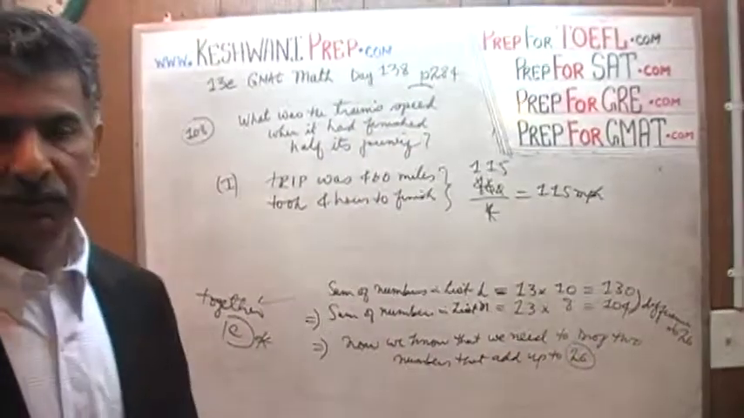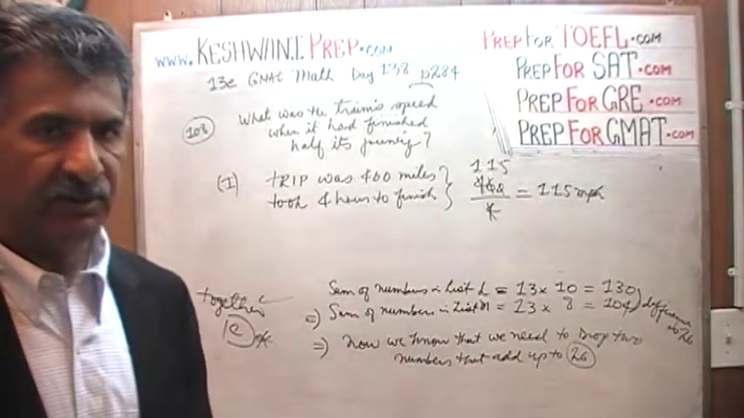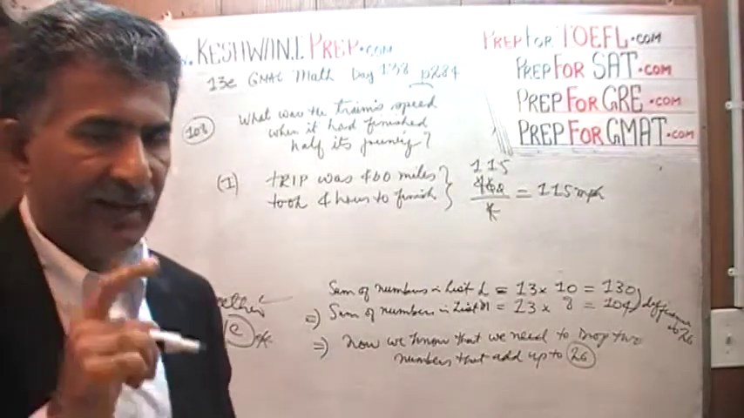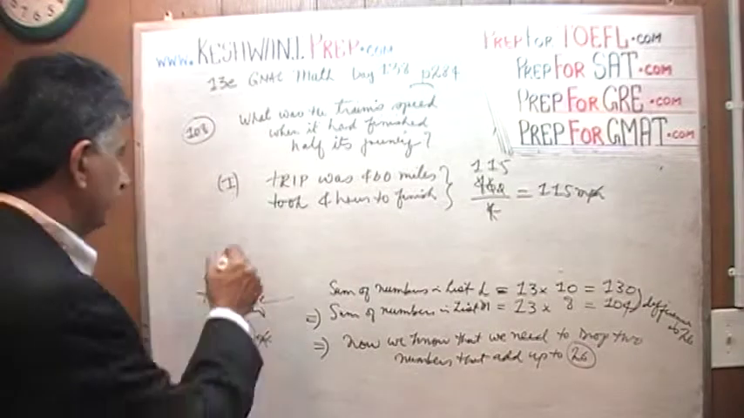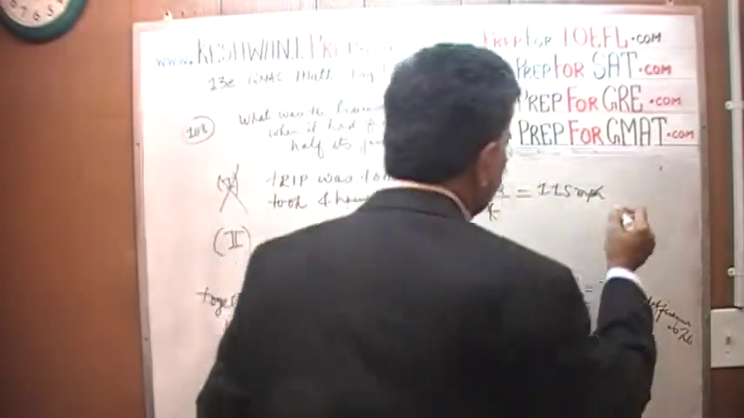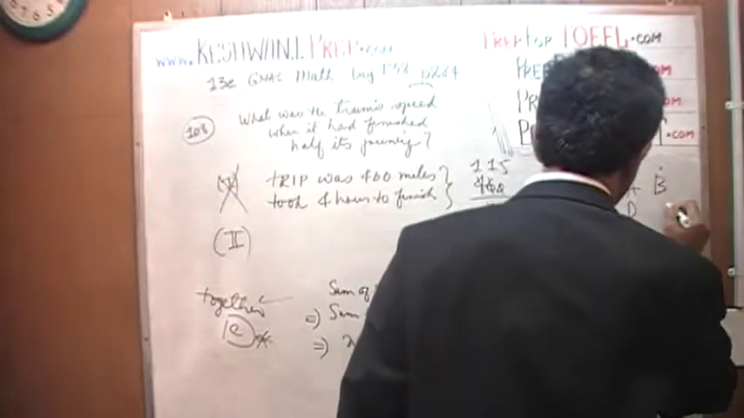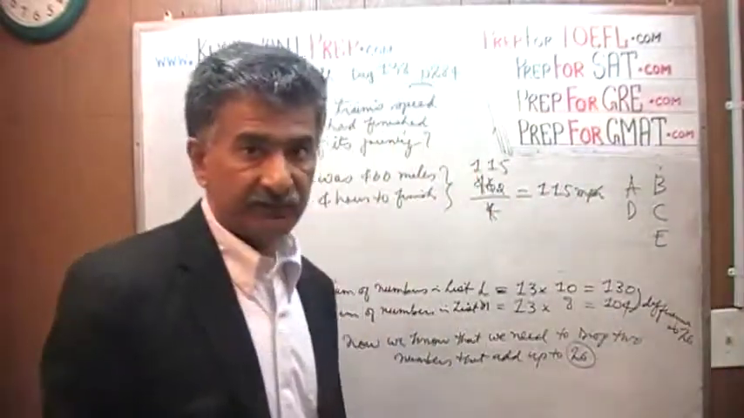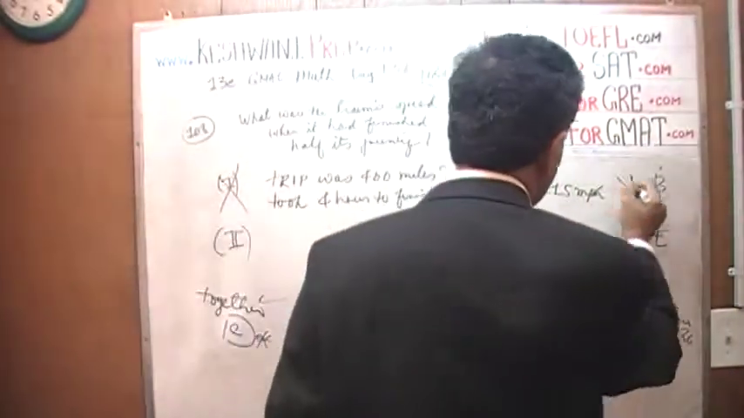That was the average speed. But that is not going to tell us the precise speed of the train when it finished exactly half its distance. It's not going to do anything. The first statement by itself is no good. A, D, B, C, D. Because the first statement by itself is no good, the answer cannot be A or D.